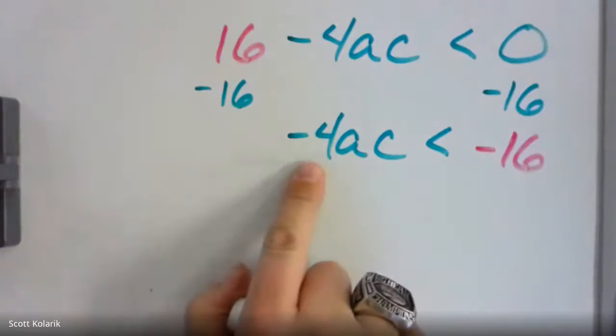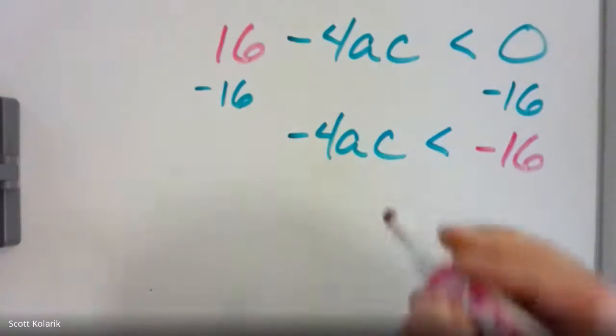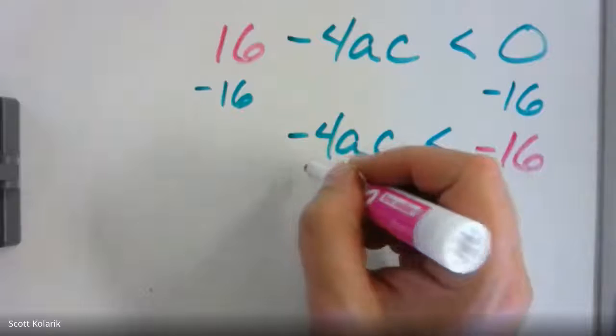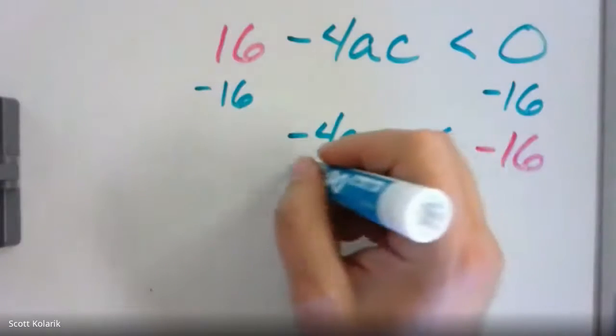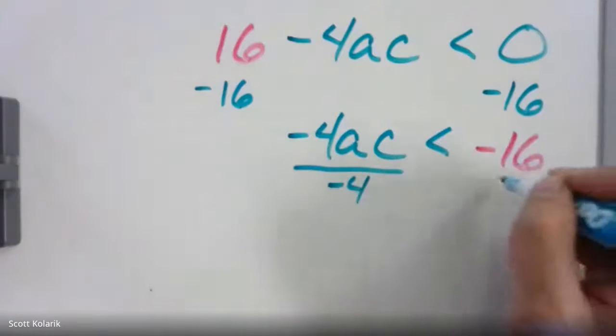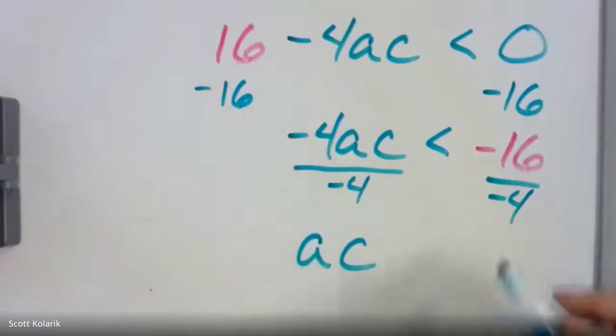Okay, well, now if I want to move this -4, the -4 is multiplying by the AC. So the way I would move it would be by division. Dividing both sides by this -4 will move it. And I'll be left over with A times C on the left and -16 divided by -4. The negatives will cancel. I'll be left with a +4 on the right.